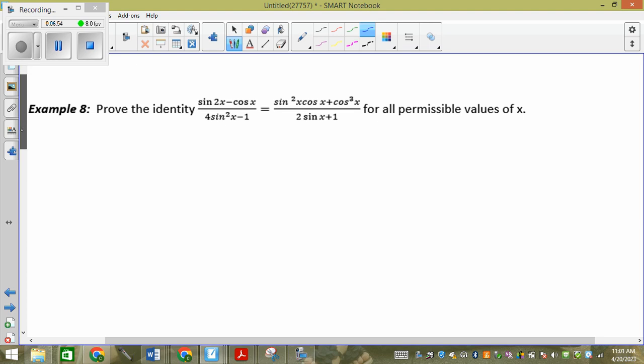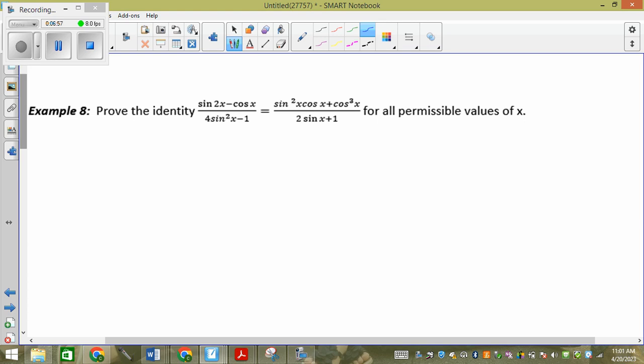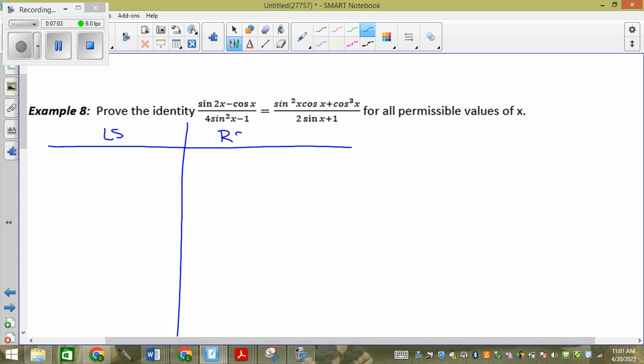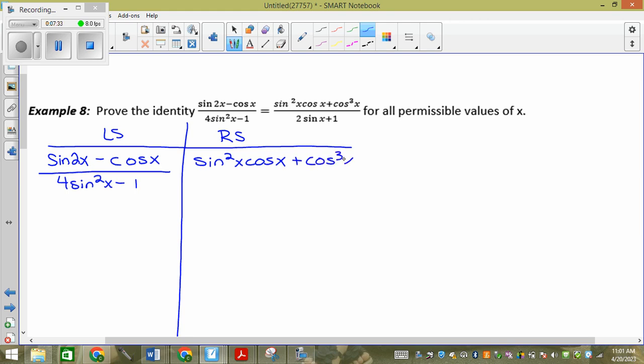So here we are with this one. First thing we're going to do, rewrite it. LS, RS, sine 2x. Now, like I said, some people are going to try and write 2 sine x cos x. No. Our first step is to rewrite it. Everyone's first step should be correct because it involves just rewriting the question. Sine 2x minus cos x over 4 sine squared x minus 1. And then on this side we have sine squared x cos x plus cos cubed x over 2 sine x plus 1.